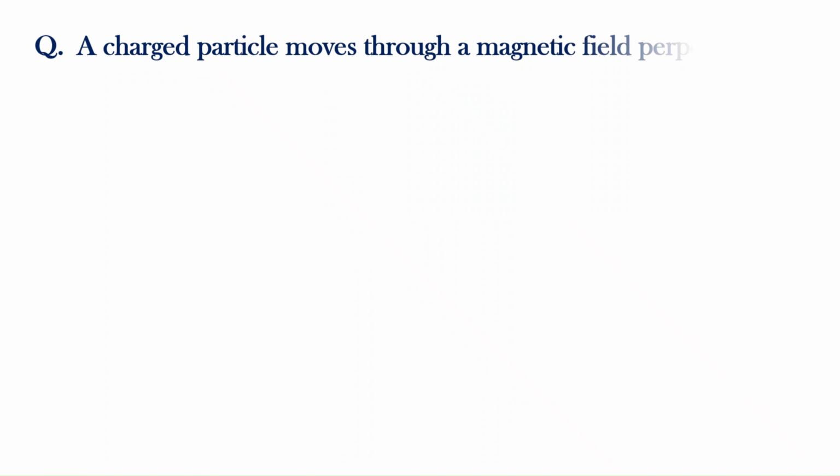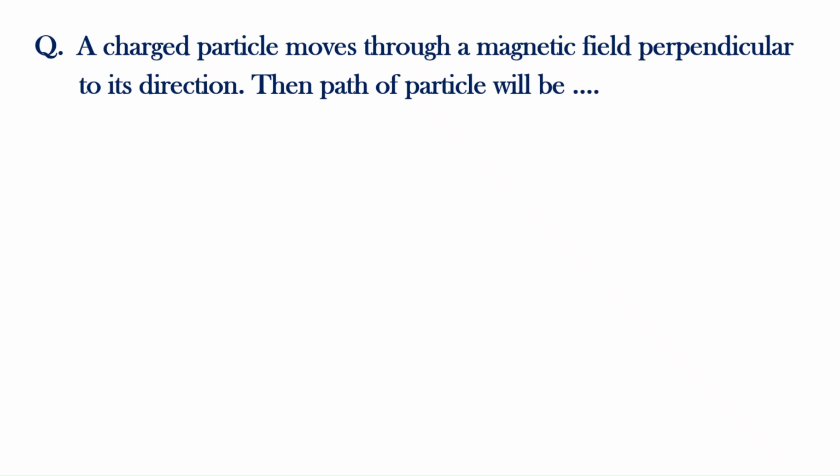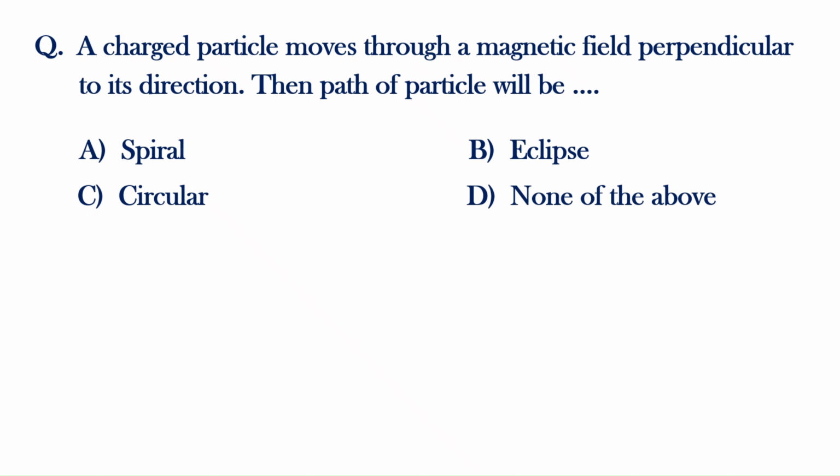Previous year JEE question: a charged particle moves through a magnetic field perpendicular to its direction. Then, the path of the particle will be: A, spiral; B, ellipse; C, circular; or D, none of the above?